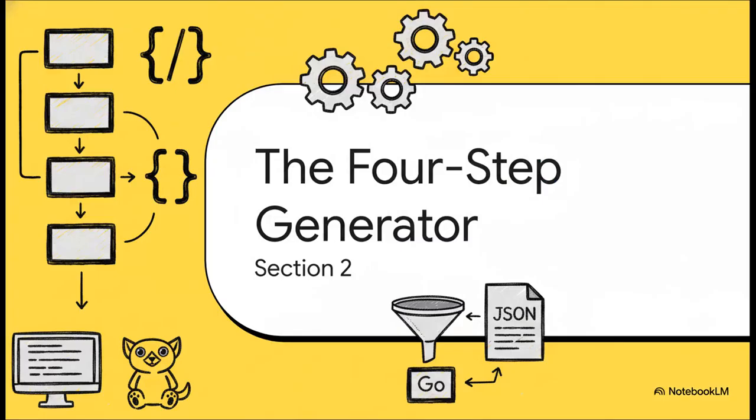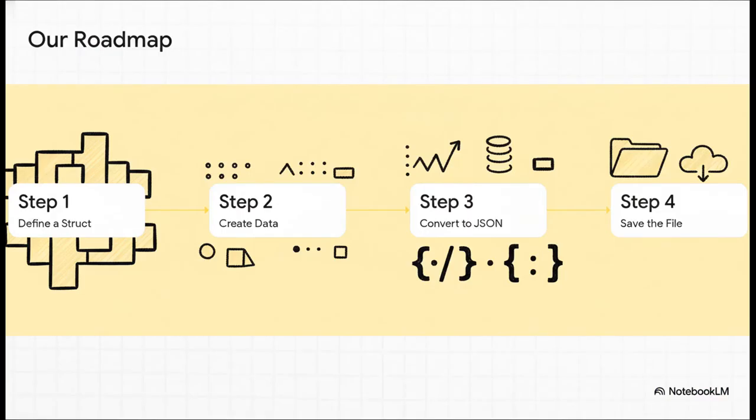All right, enough theory, let's get our hands dirty and write some code. We're about to build our generator, and I've broken it all down into 4 simple steps. It's going to be super clear. So here's the game plan. 1, we'll define a struct. That's our blueprint. 2, we'll create some sample data. 3, we'll magically convert it into JSON. And 4, we'll save it to a file. Easy, right? Let's jump into step 1.